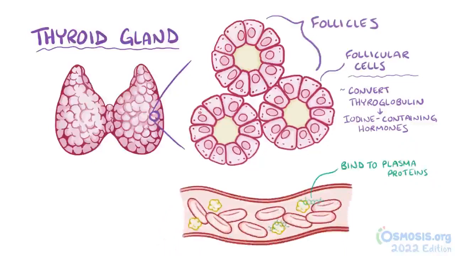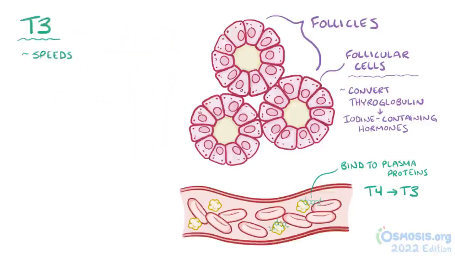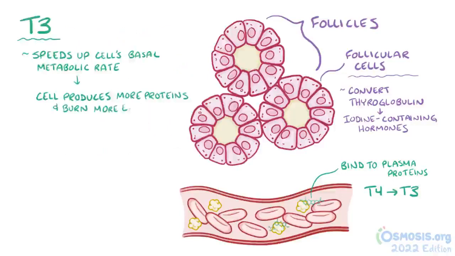But only a small amount of T3 and T4 will travel unbound into the blood, and these two hormones get picked up by nearly every cell in the body. Once inside the cell, T4 is mostly converted into T3, and then it can exert its effect. T3 speeds up the basal metabolic rate, so as an example, cells might produce more proteins and burn up more energy in the form of fats and sugars. It's as if the cells are in a bit of a frenzy.